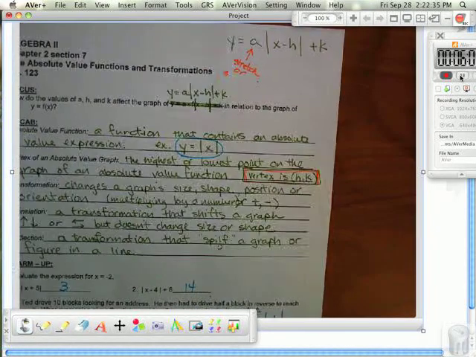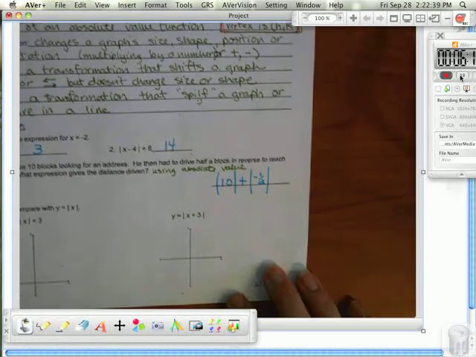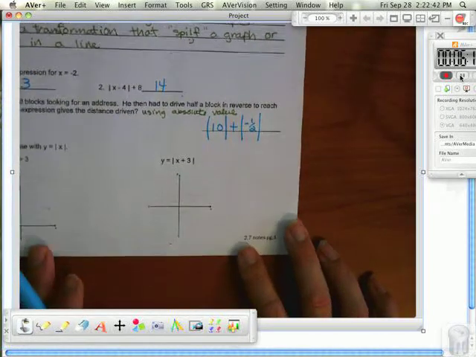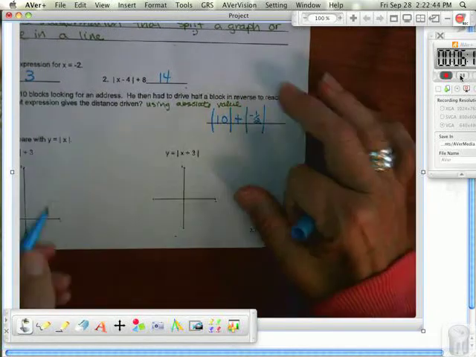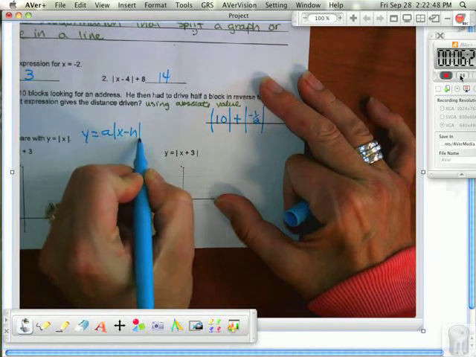All right, we looked at the calculator. We're going to talk about this, break it down a little more. So let's write this here. Y equals a times the absolute value of x minus h, plus k.